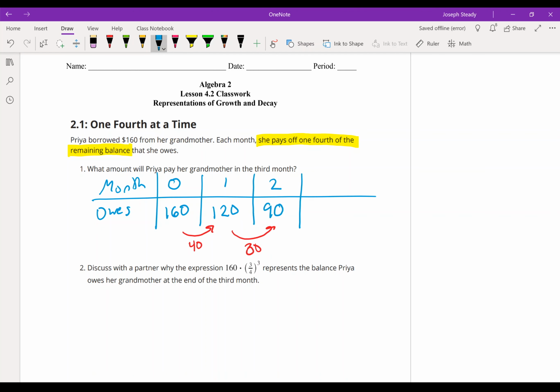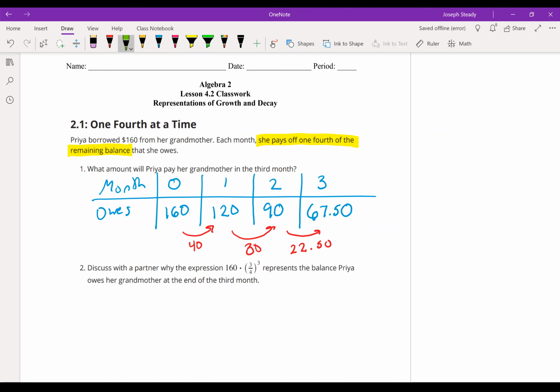We've got to go one more step here. 1/4 of $90, and you might want to take out a calculator for this one, is going to be $22.50. So let's see, that means that at the end of 3 months, Priya is still going to owe, let's see, I think this is $67.50. But let's make sure we answer the question. What amount will Priya pay her grandmother in the third month? So that's that third payment there.